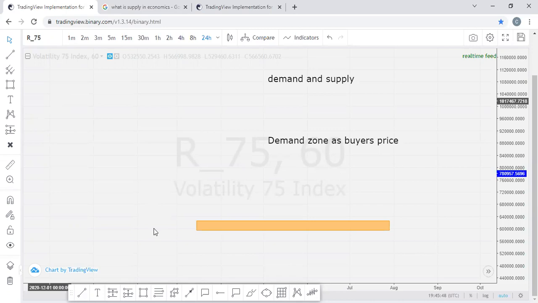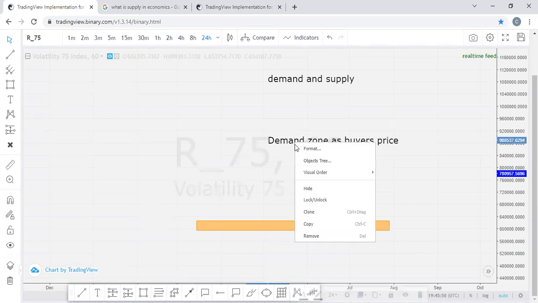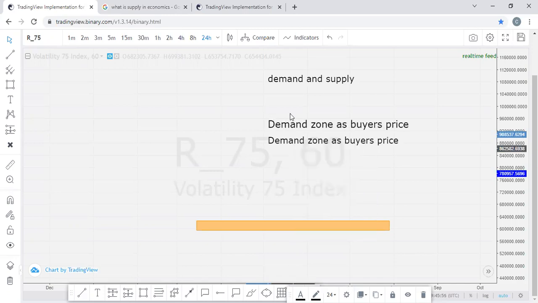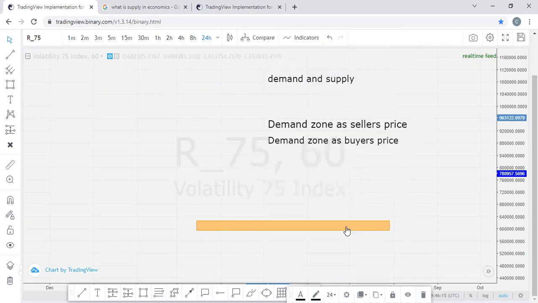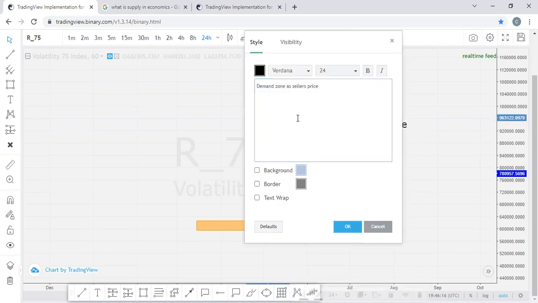So we can simply define the supply zone as seller's price. A supply zone is seller's price, the price at which sellers will feel okay to sell or release their goods. So in Forex or trading, it is simply defined as seller's price. In other words, it is a supply zone, not a demand zone.